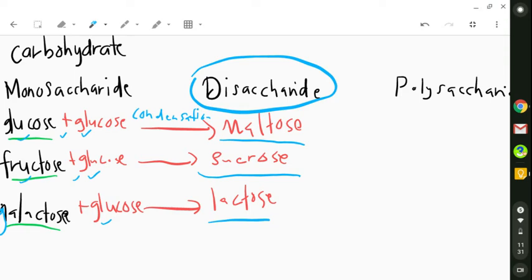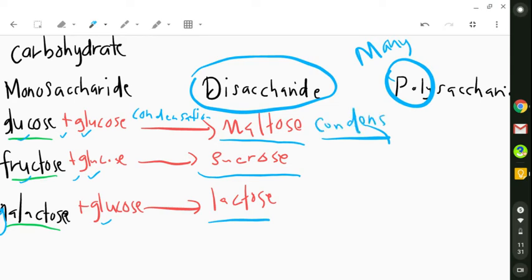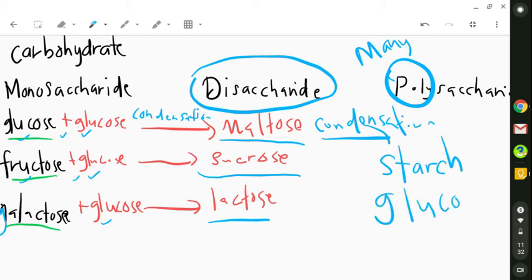So these disaccharides will combine with each other through condensation and form a polysaccharide. Poly means many. Polysaccharide means many maltose, many sucrose, many lactose forming a polysaccharide. That is found in starch and glycogen. So that is what we call a carbohydrate.